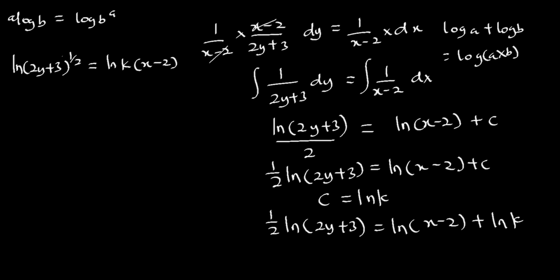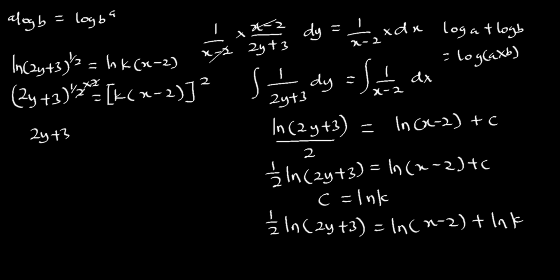Okay, so from here you can see that the natural log function will cancel out. So at the end you are going to have (2y plus 3) to the power half equals k multiplying (x minus 2). This is what you are going to have. Okay, so from here I want to make y the subject. What I'll do is that I will square both sides so that I can take out the half on the left hand side. So then we are going to have these two cancelling out these two. So we are going to have 2y plus 3 to be equal to k squared multiplying (x minus 2) squared.